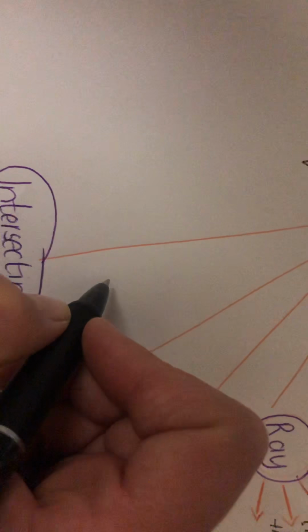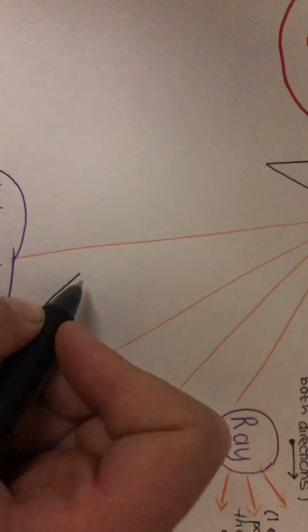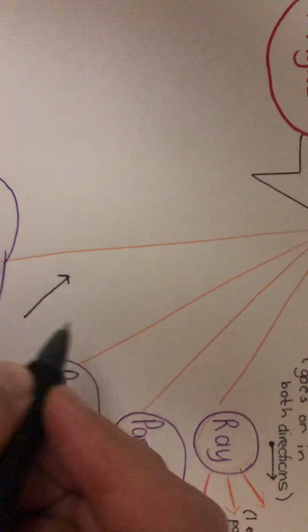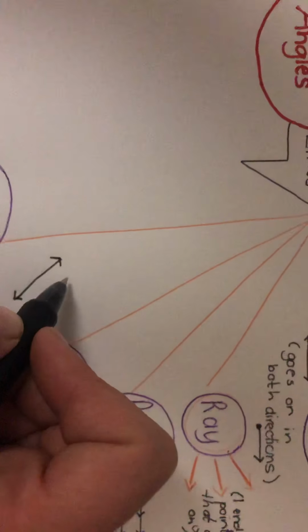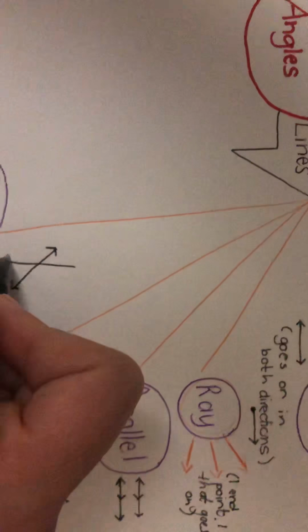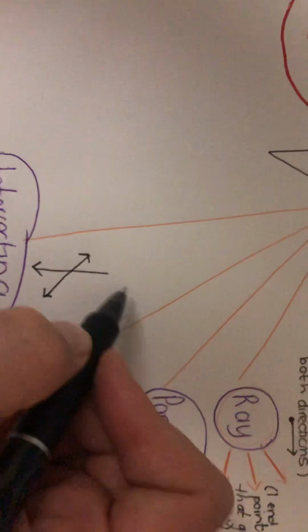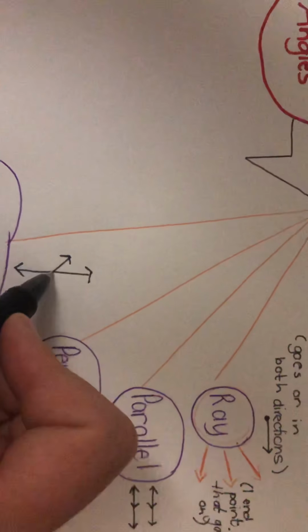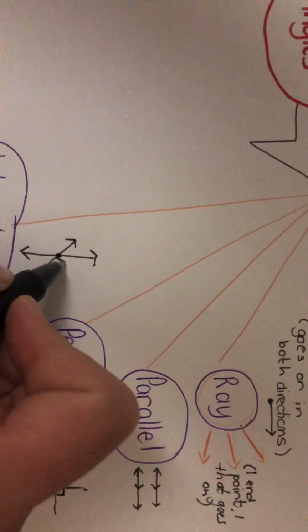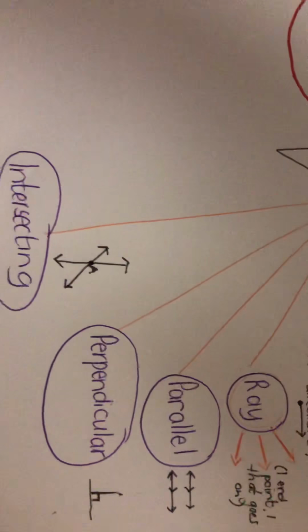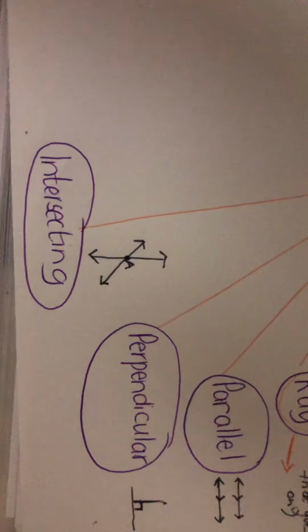The last type of lines that we have are called intersecting lines. Here's my one line. Remember, lines go on in opposite directions. I can draw another line there, and they are lines that intersect each other at that point right there. I can even label that point if I want and call it point A.